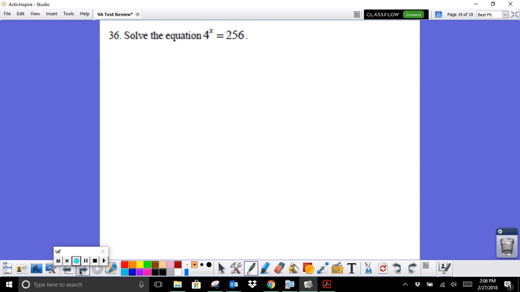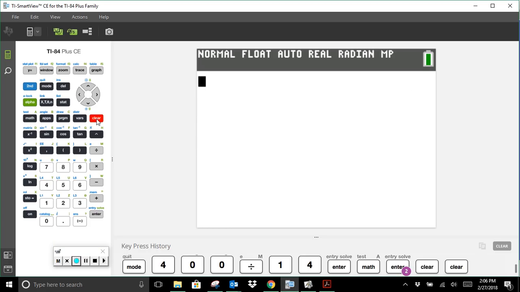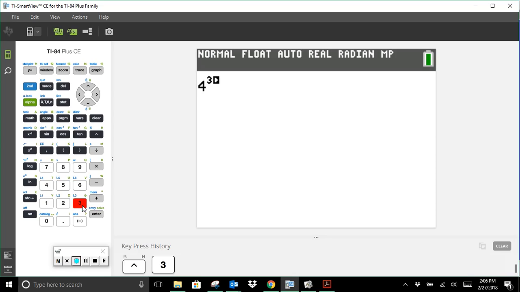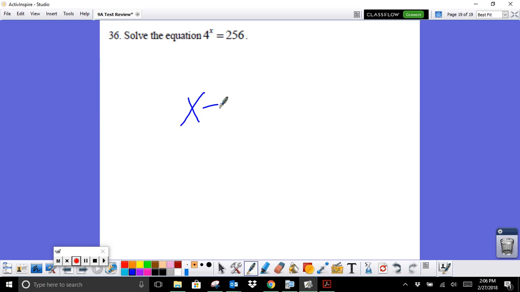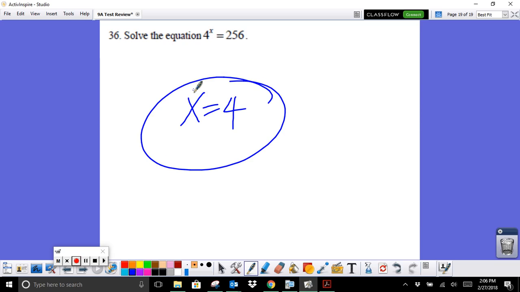Now the last one, 36. Solve the equation 4 to the x equals 256. You're just going to have to guess and check your way to this. So I'm going to go to my calculator and I'm going to say, all right, 4 to the 3rd power. Is that 256? No. So I'm going to try 4 to the 4th power. All right, that's 256. So in this case, x is 4. Just trying to figure out what exponent that needs to be. All right, this is a lot of stuff. Or it's not that it's a lot, it just takes a long time. So make sure you can be as efficient as possible when doing these.